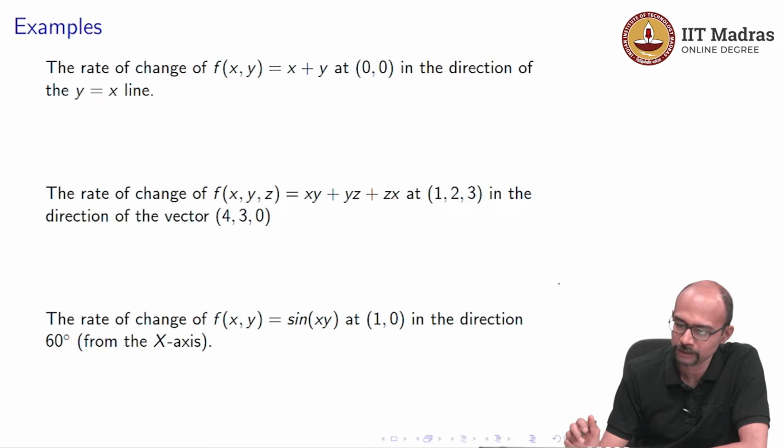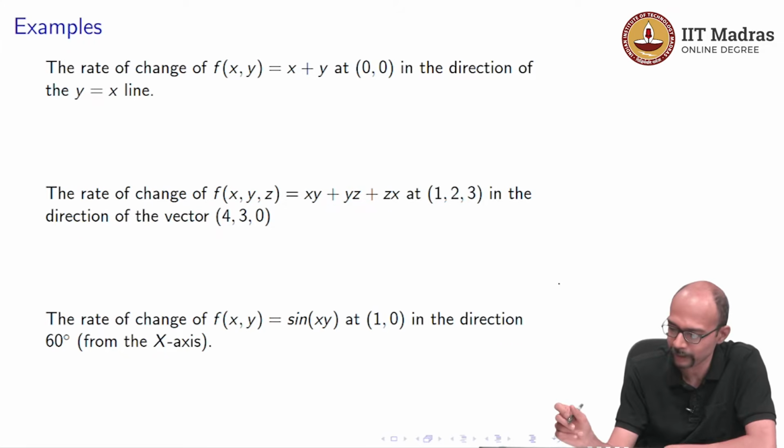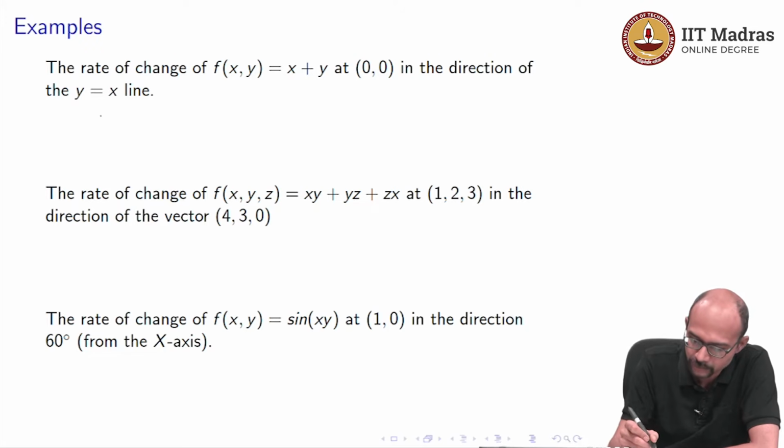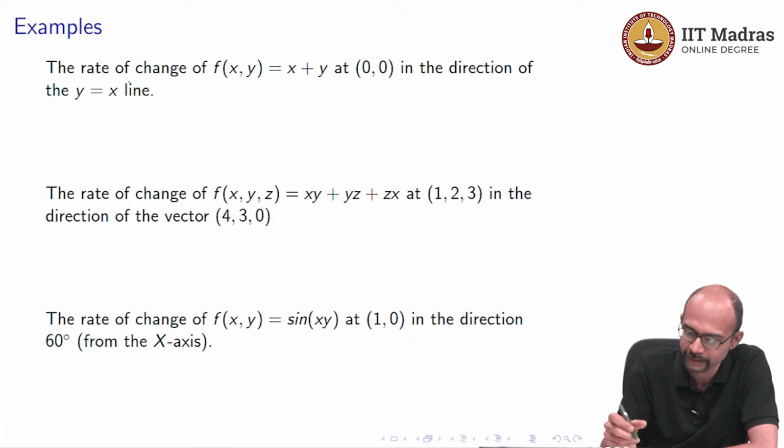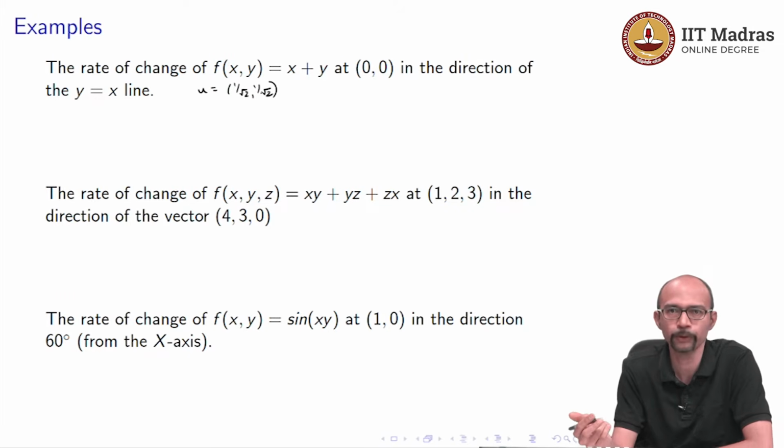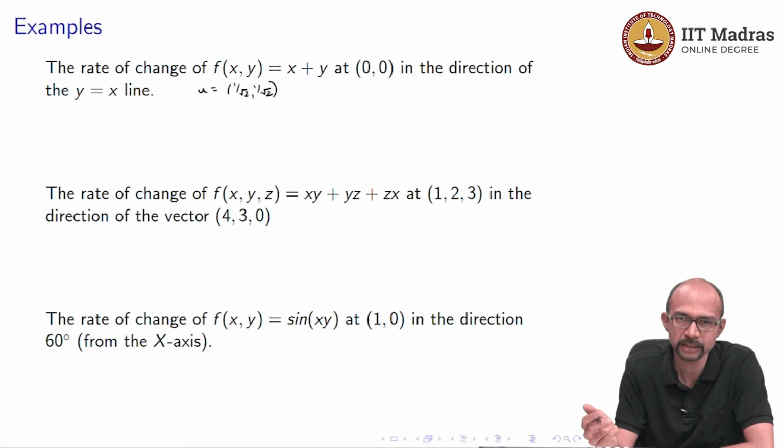Fine, let us do a couple of examples to be clear about what we are saying. Let us find the rate of change of f of x, y, which is x plus y, at (0, 0) in the direction of the y equals x line. We will apply the definition. First of all, we need to understand what the unit vector is. For y equals x, the unit vector, you can check, is (1 by root 2, 1 by root 2). If you prefer in terms of angles, the y equals x line makes an angle of 45 degrees with respect to the x axis, and so the unit vector is going to be (cosine 45, sine 45).